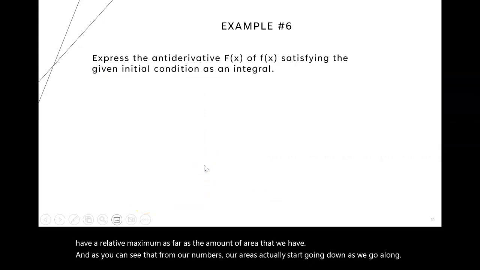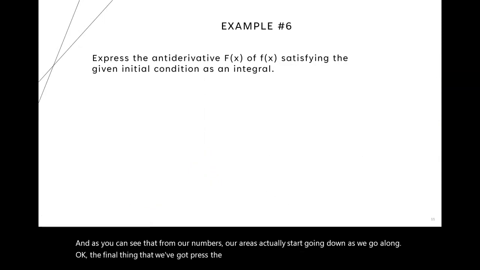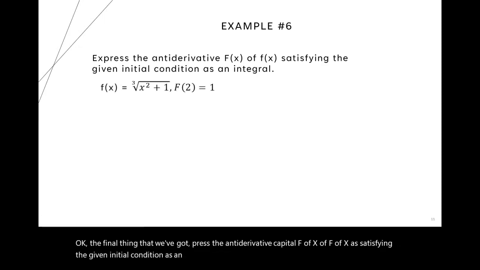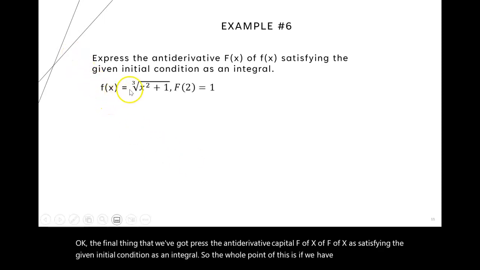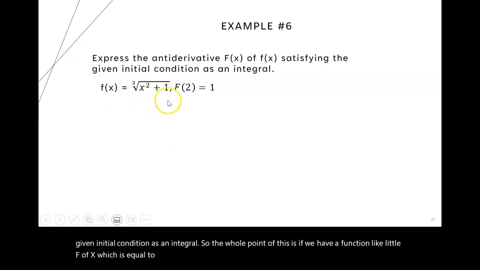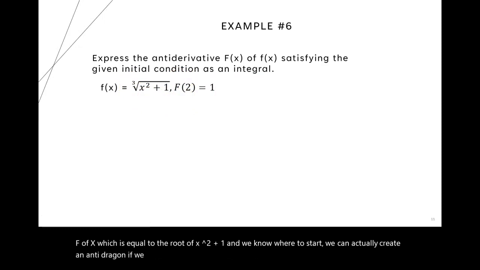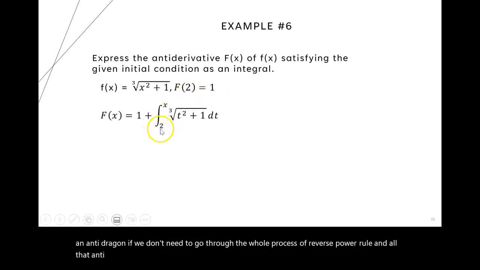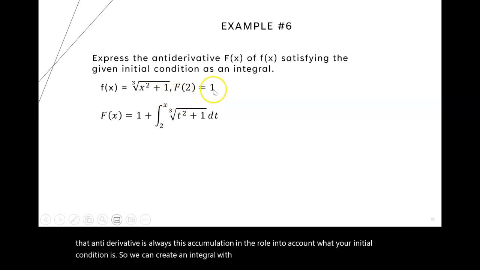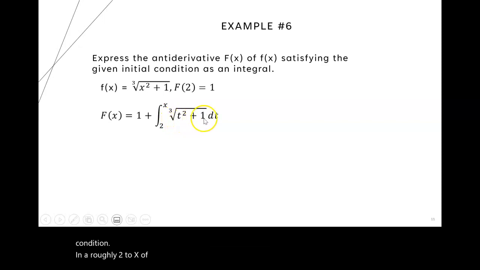Okay, the final thing that we've got: express the antiderivative capital F of x as satisfying the given initial condition as an integral. The whole point of this is, if we have a function like little f of x, which is equal to the cube root of x squared plus 1, and we know where to start, we can actually create an antiderivative. We don't need to go through the whole process of a reverse power rule and all that. The antiderivative is always this accumulation integral, taking into account what your initial condition is. So we can create an integral with our starting x value as the x value of our initial condition, the integral from 2 to x of the cube root of t squared plus 1 dt.